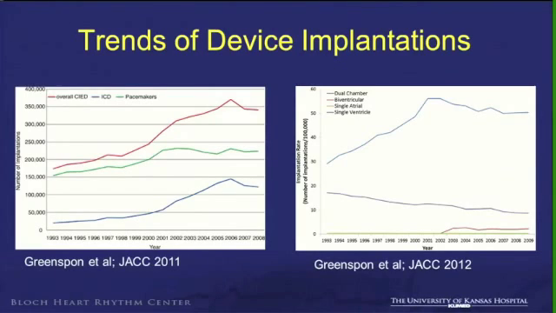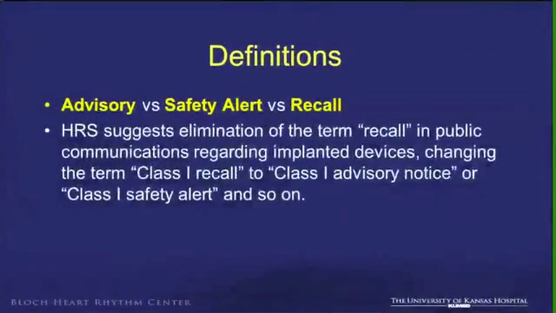We know our device implantations have dramatically increased over the last decade and kind of plateaued over the last 5 years. And the complexity of the devices is also increasing. We have more ICDs implanted, and pacemaker use has plateaued. Dual chamber pacemaker implantation has increased. So overall, the complexity of the devices has been increasing over time.